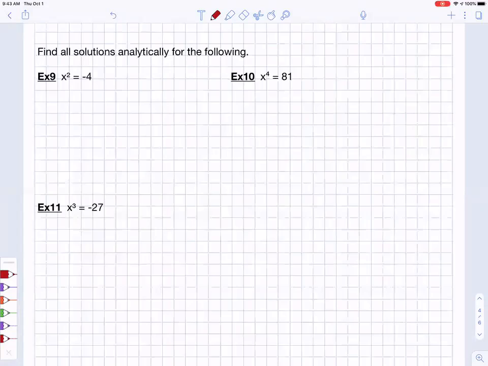Tip number 1. If you're working with a square, just solve using the square root method. If you're working with a square, you can use one of your quadratic methods. Probably you're going to use the square root method on these. But if you're working with something higher than a square, now notice this, all 3 of these have the same format. They have x to a power equals a number. Okay, so I'm talking about this format specifically.